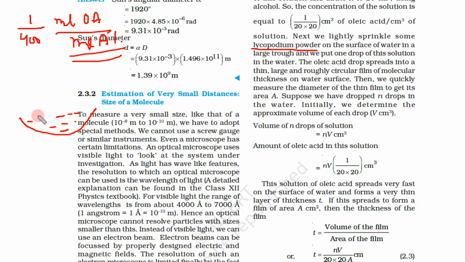So now there is a large amount of water. On this water we lightly sprinkle some lycopodium powder. After that we just put one small drop of our solution. So what did we do? We filled water in a very big tub, a very big pond kind of structure. So this trough means a very big pond kind of structure. And after that we sprinkled this lycopodium powder.